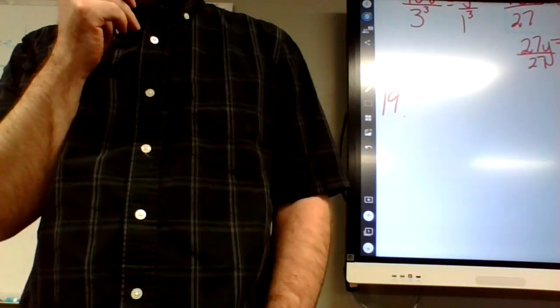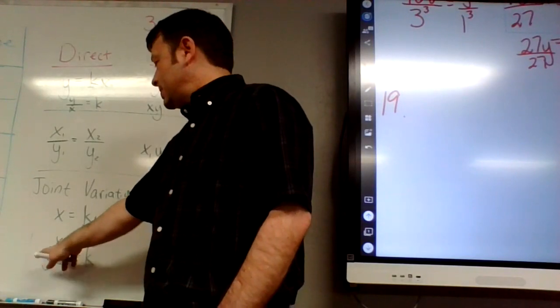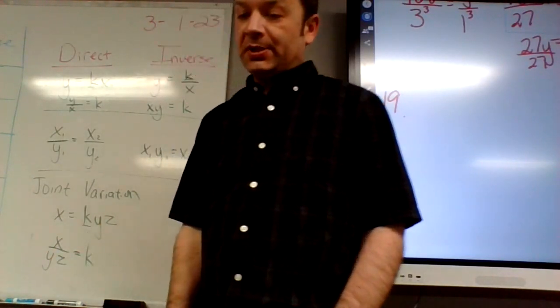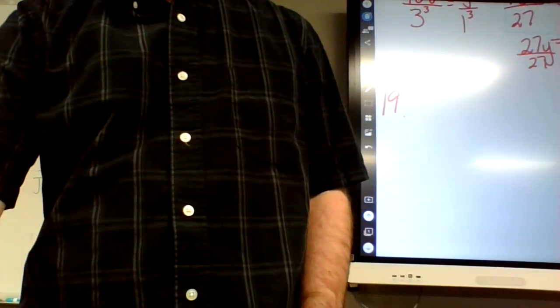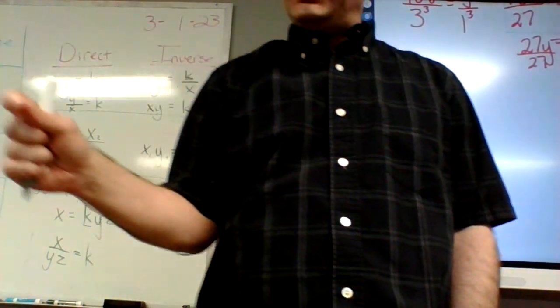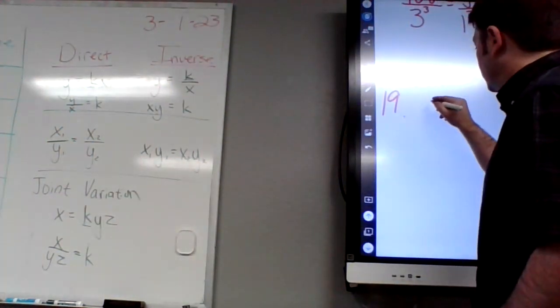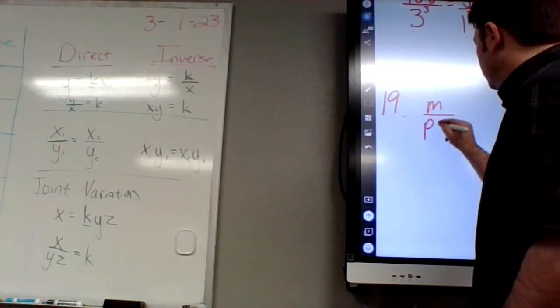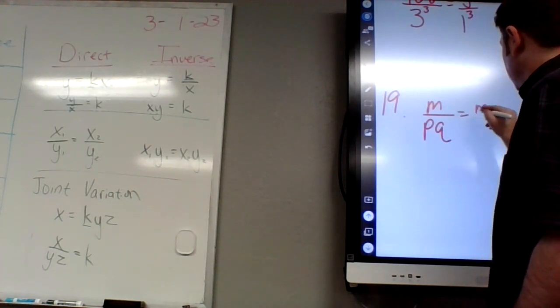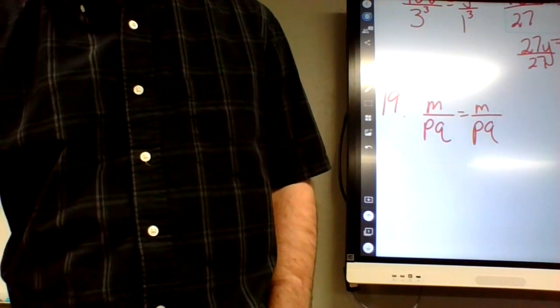Number 19, I think it's got a curveball. 19 says jointly, varies jointly. So I'm going to use x over yz equals x over yz. It's probably the easiest way to do it. But instead of x, y, and z, it's m, p, and q. So m over pq should equal m over pq. I guess I'll go ahead and write that down. Did they square any of these? I don't remember. No, they didn't.